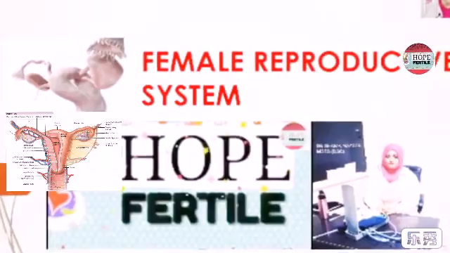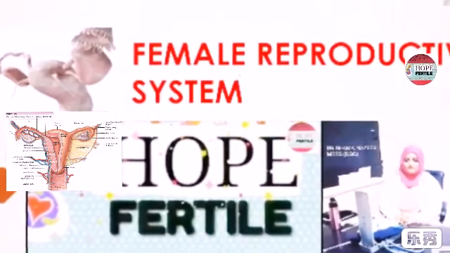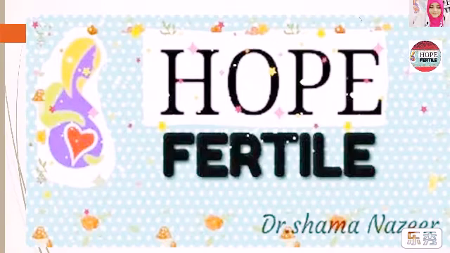Our first topic is the female reproductive system. Fertility related topics are mainly concerned with this basic subject, the female reproductive system. So we are going to start with anatomy, embryology and all of it in this video.